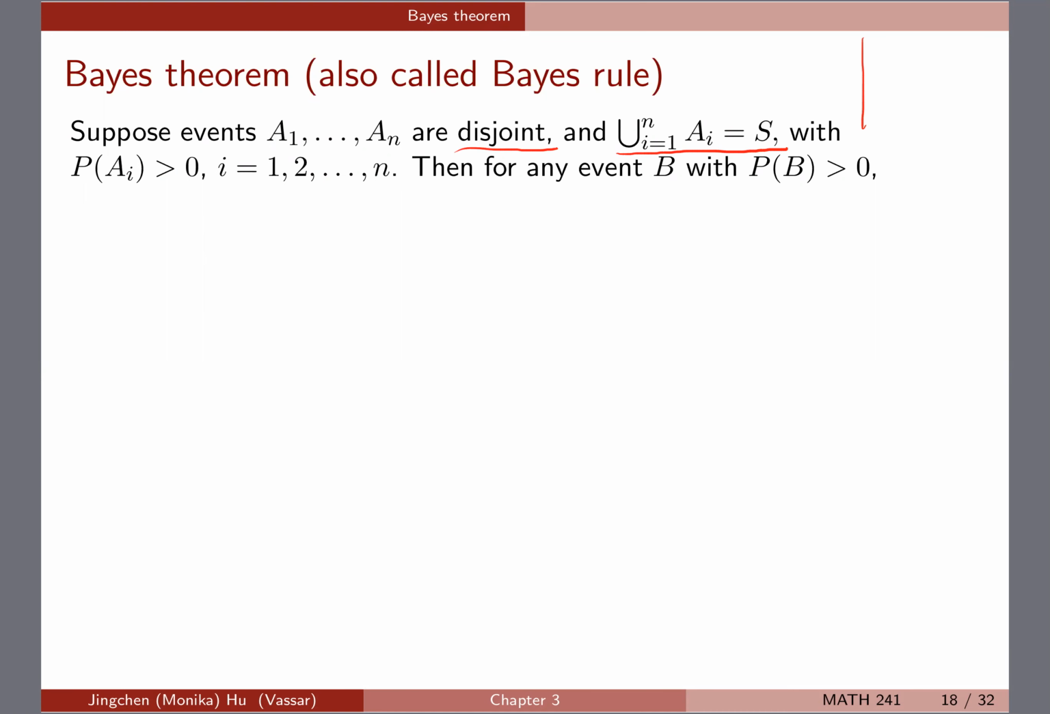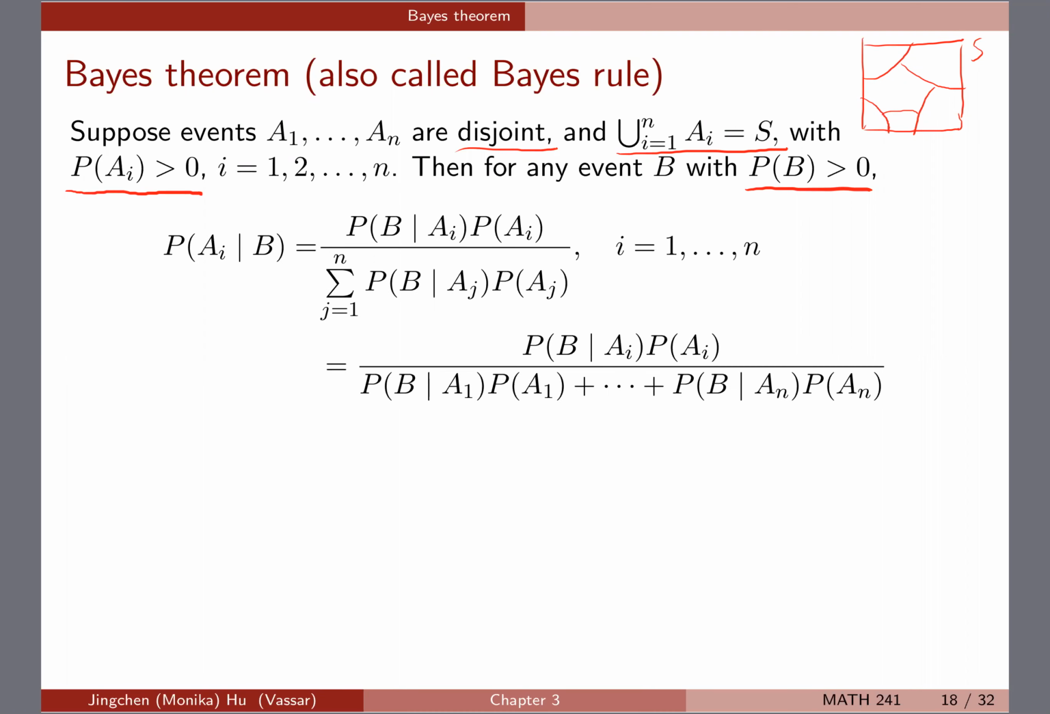So this is similar to the partition idea that we talked about in the previous video, that we are looking at disjoint events A1 through AN, and their union covers the entire sample space. And specifically, we're looking at positive probability of each of the AI events. Then for any event B with positive probability, we have a Bayes rule that can help us to get the conditional probability of AI given B.